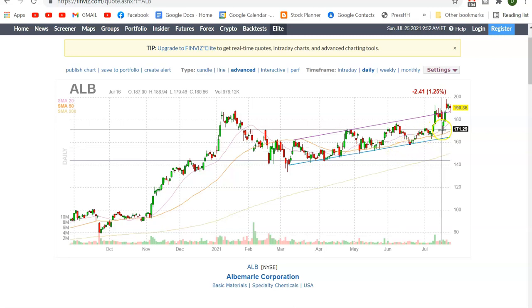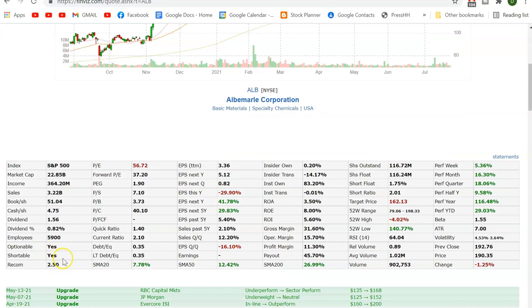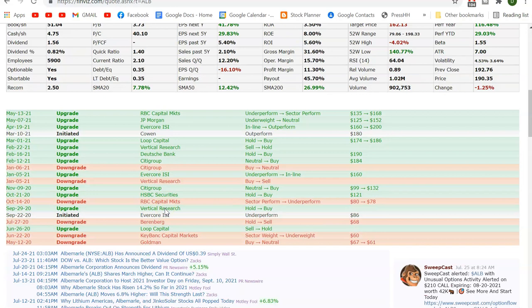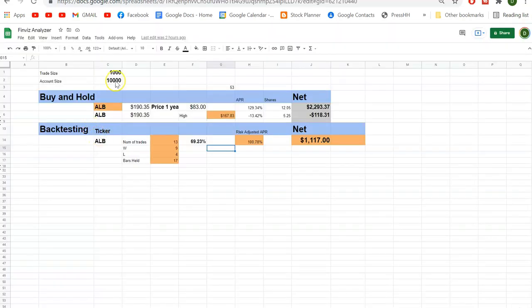190, 162. That's not good. It's shortable, optionable, and it's got a hold recommendation. That's right in the middle. They use a 1 through 5. It is profitable. Nothing has happened as far as the analysis in the last couple of months, no upgrades or downgrades. My little spreadsheet: $10,000 account, $1,000 trade.